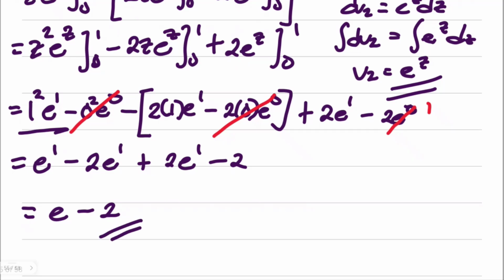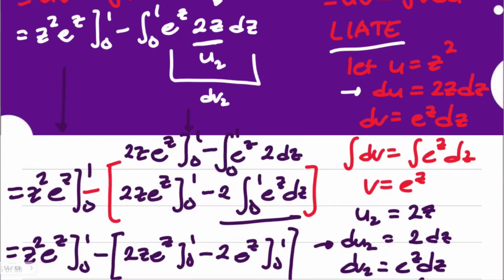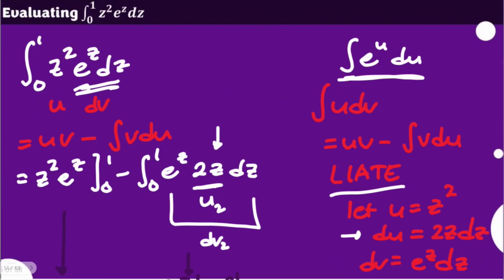This is the result for this given item after we have done 2 sets of integration by parts. And yes, that is also applicable for the integral of complex numbers. So this is the result, e minus 2, for this given item.